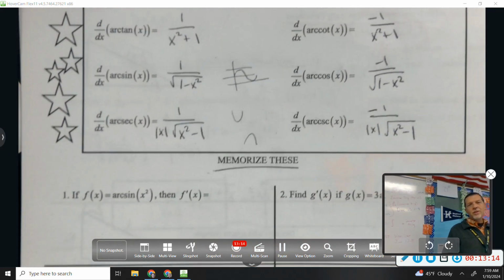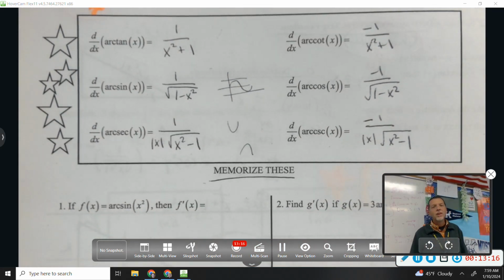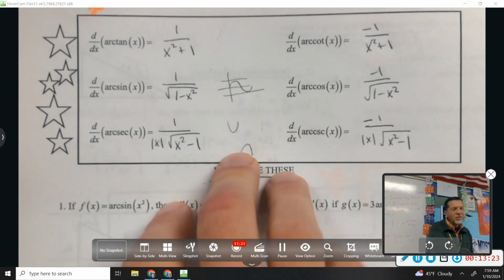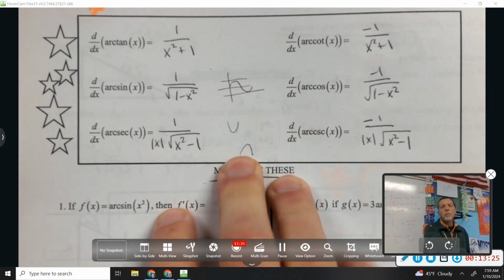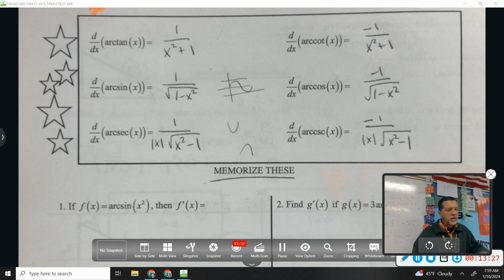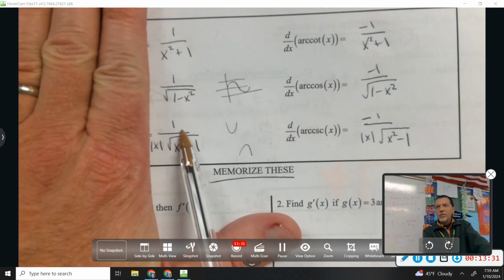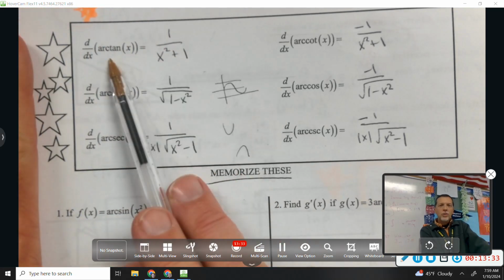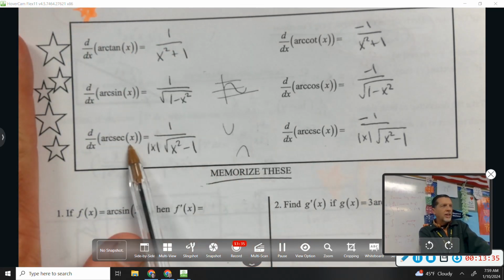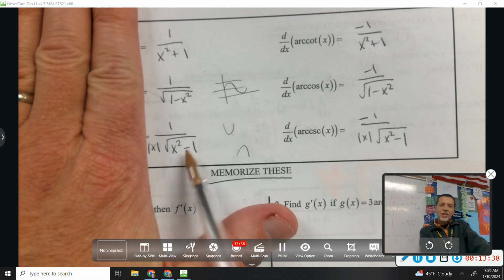Memorize these. So there's no way around this one. This is more rules you have to know. Now, I will say this, the good news is, once you know these, then what we do tomorrow is we're going to go backwards. I'm going to give you the answer, ask you to integrate it, and your answer will be arctangent or arcsine or arcsecant. So you've got to know these so that you can go backwards.